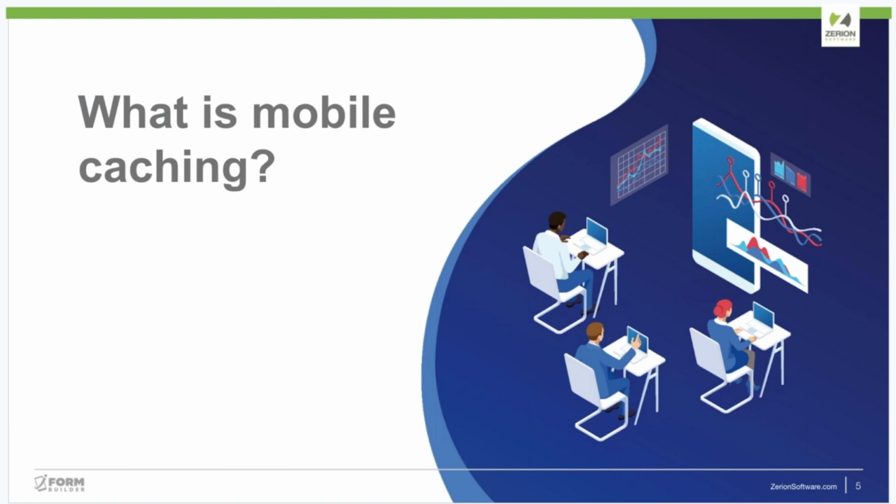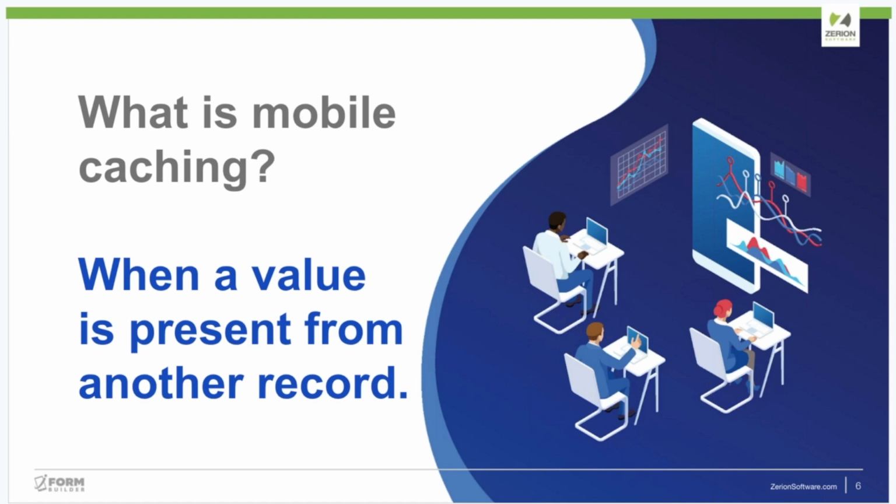So to get things started, we have to ask the very basic question: what is mobile caching? And the simplest definition that I have been able to come up with is it's when a value is present from another record. And so for those of you who are familiar with using the iForm app, when you open up a form, it's going to show you that view of the single form. You can scroll through, answer questions, fill out values, and then you can either complete that record and then start a new record. Sometimes you may save a record and go to another record.